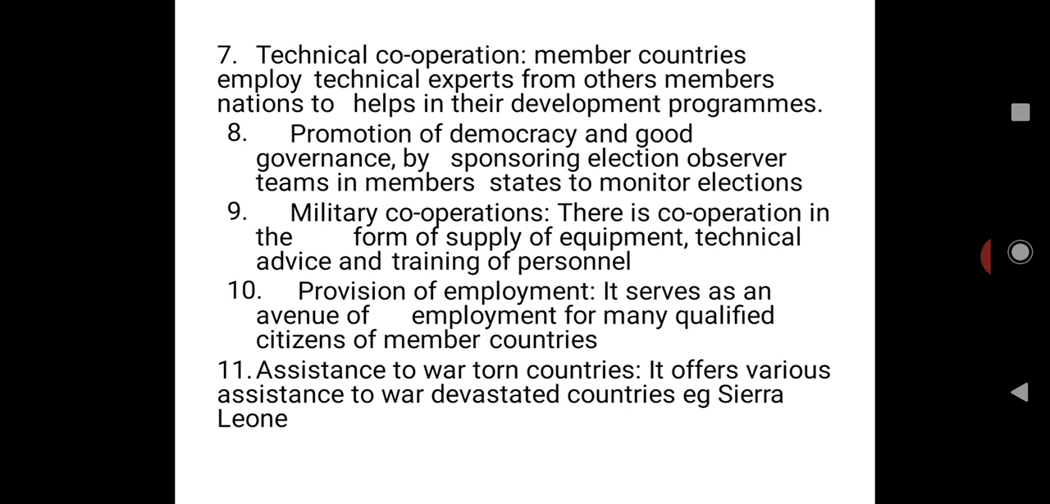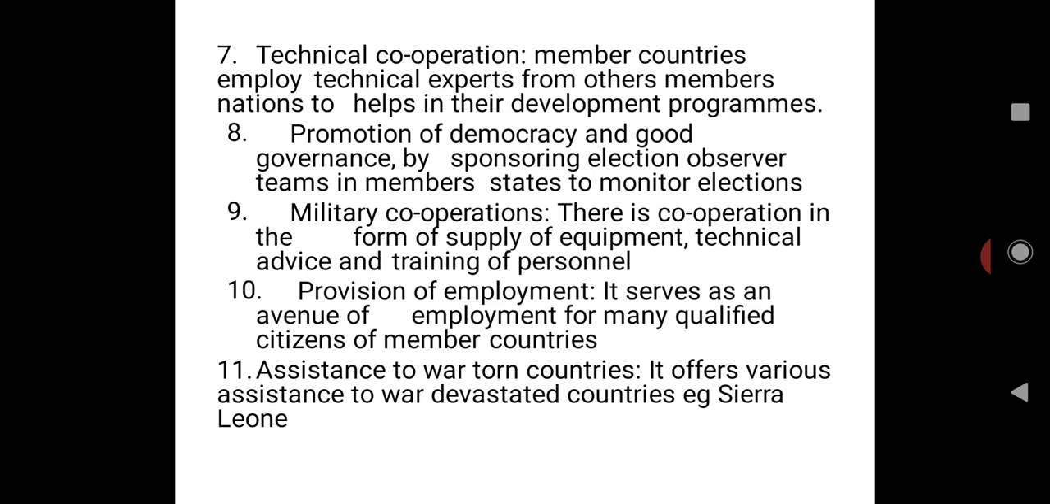Again, we have provisions of employment. This serves as an avenue of employment for many qualified citizens of member countries. It serves as an opportunity for employment for many qualified citizens of member countries.